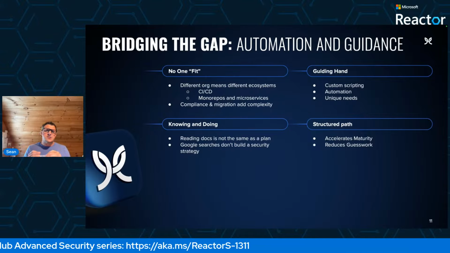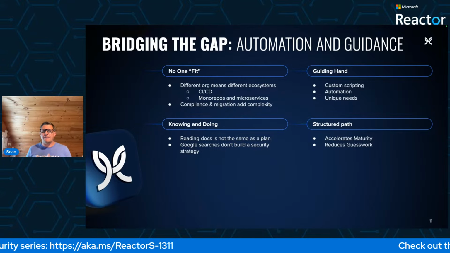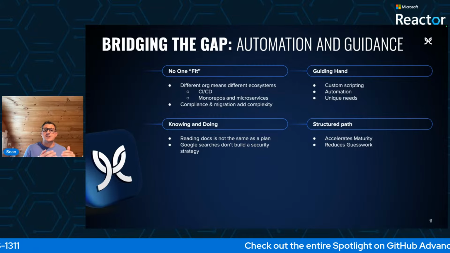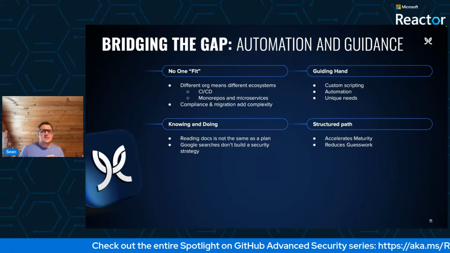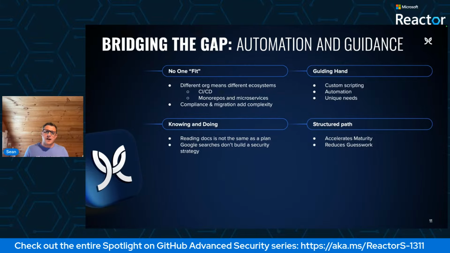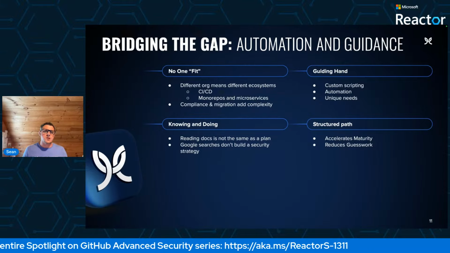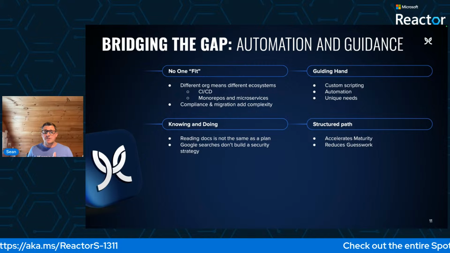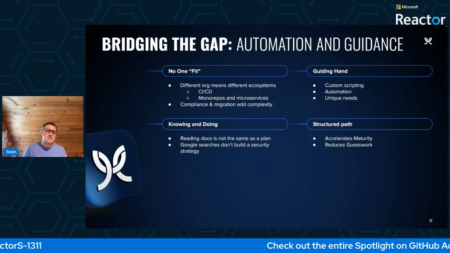The result is a unique combination of factors for every organization, which is why a cookie-cutter approach to enablement simply doesn't work. The reality is that there's no one-size-fits-all solution. Every environment comes with its own mix of tools, workflows, and requirements. Each organization needs enablement that is tailored to its own ecosystem, not a generic checklist.